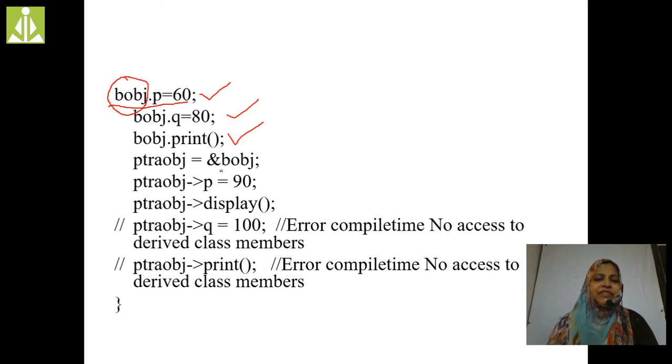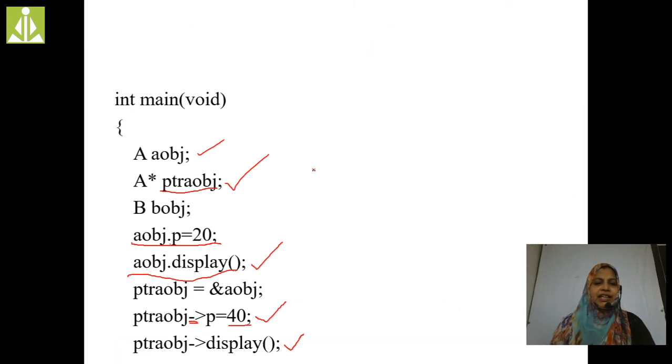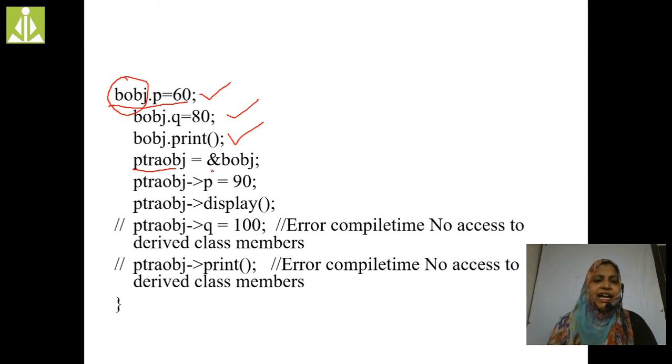Now I am going to save the address here in the pointer a variable. See here, in the first point we are saying that a pointer of type base class is capable of pointing not only to the base class object but also to the derived class object. In this example, I am going to save the address of obj in the pointer variable. What is this pointer variable? Pointer variable of its base class. I am going to save the address of bobj in the pointer variable. Yes, this statement is also the right one.